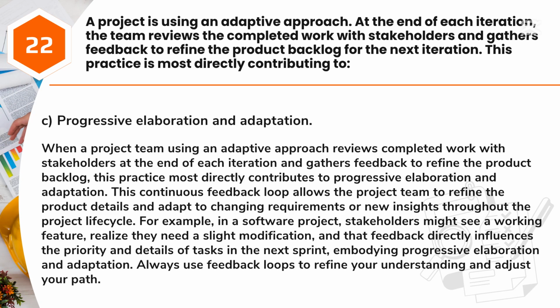For example, in a software project, stakeholders might see a working feature, realize they need a slight modification, and that feedback directly influences the priority and details of tasks in the next sprint, embodying progressive elaboration and adaptation. Always use feedback loops to refine your understanding and adjust your path.